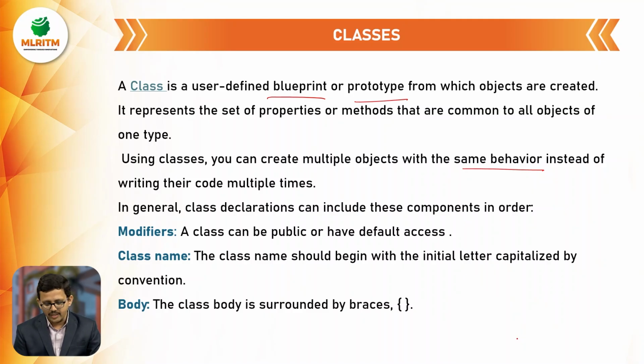Okay. Now, in general, class declarations can include these three components in the given order. One is the modifiers. This is one of the important concepts. We call them access modifiers. Those are public, private, and protected, and of course a default, which also has the properties of public. We will go into more detail about access specifiers in the coming class, what they are and what their properties are.